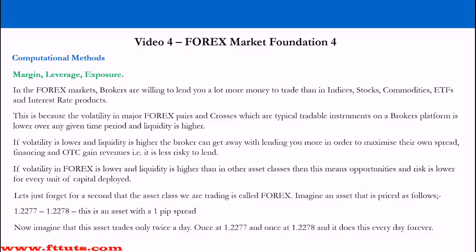It's a lot less risky to lend retail traders money if they're trading less volatile instruments. And Forex is much lower volatility and much higher liquidity than any other asset class. Therefore, it basically means the broker has much less risk for every unit of capital that they deploy in a Forex pair to a retail trader. So because they've got less risk, they can get away with lending much more.